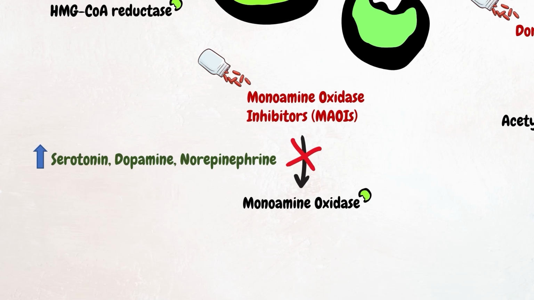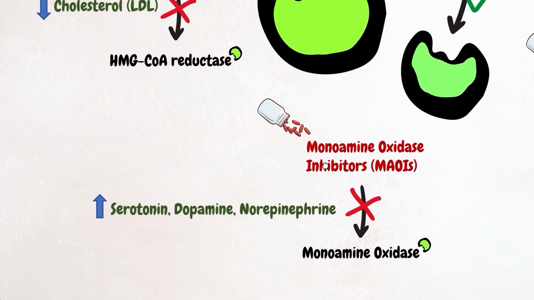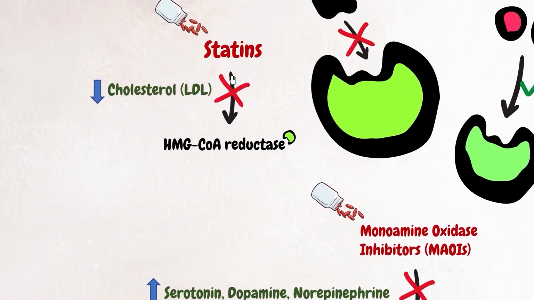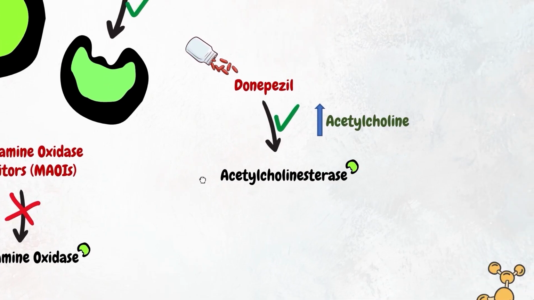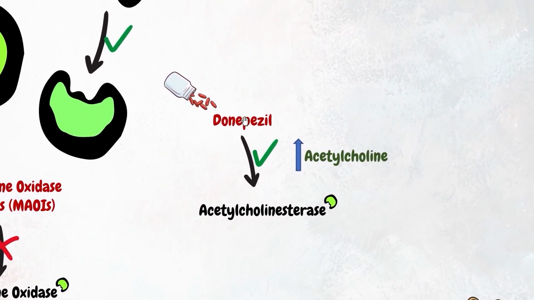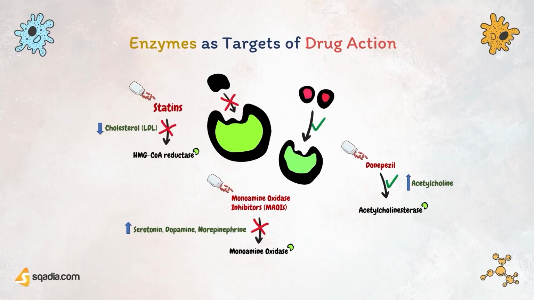So we have discussed two inhibitory examples, like statins inhibit HMG coenzyme reductase and they reduce the cholesterol, while the monoamine oxidase inhibitors inhibit the monoamine oxidase and they increase the serotonin, dopamine, and all these neurotransmitter molecules. And the other we have discussed is donepezil, which enhances the effects of an enzyme, acetylcholinesterase. So this is all about enzymes. Please take a snapshot of it for future remembering, or you can also access the PDFs.